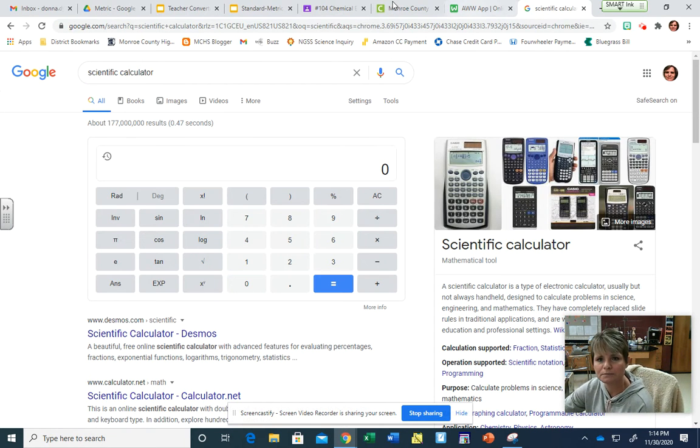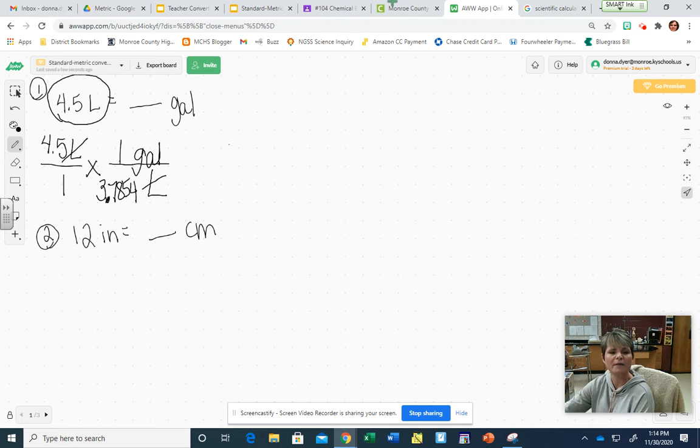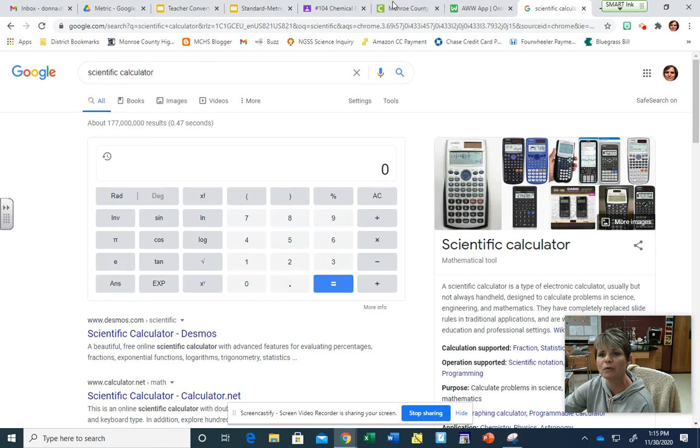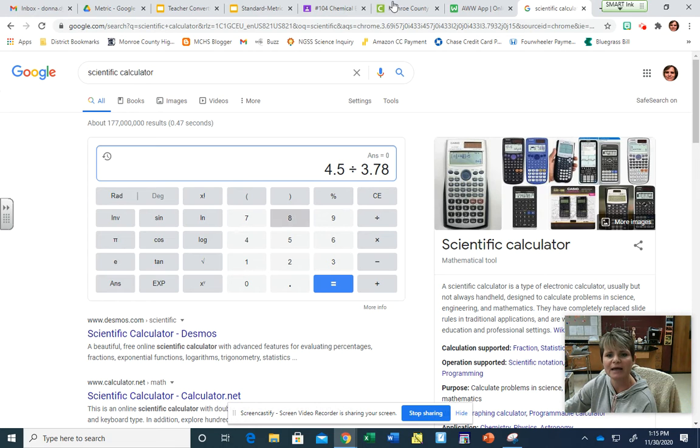Okay, so remember, we've got to multiply across the top. So 4.5 times 1 gallon is 4.5 gallons. On the bottom, 1 times 3.7854. Again, liters has been canceled out, so that's not there anymore. So 3.7854. Okay, now we're going to divide. 4.5 divided by 3.7854.